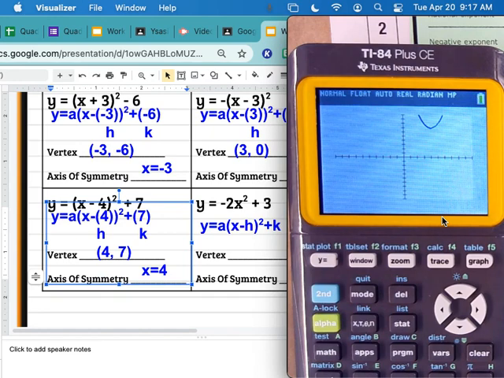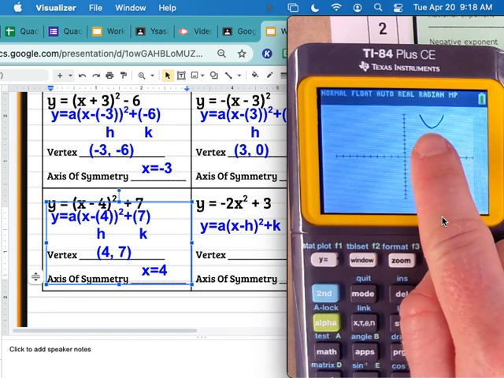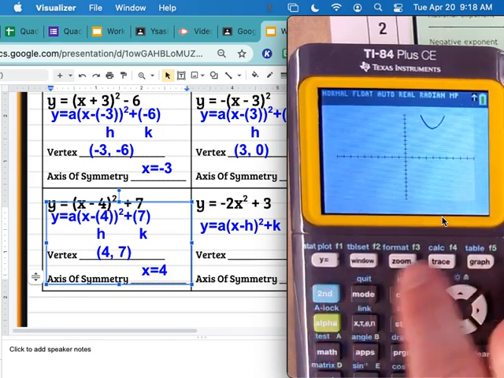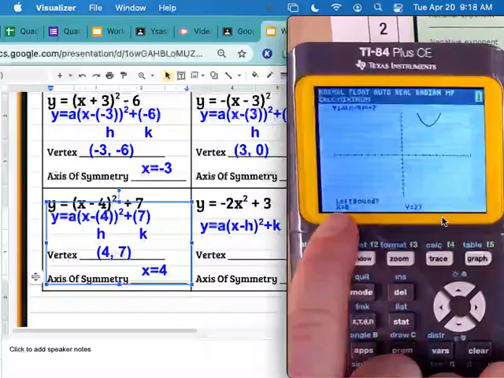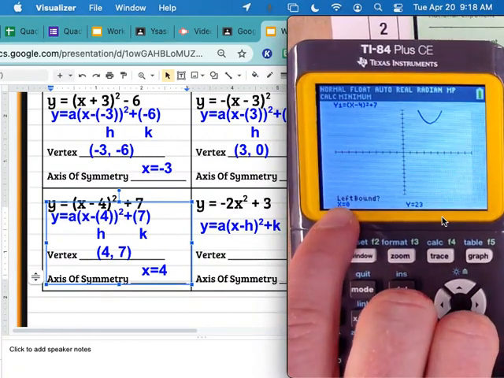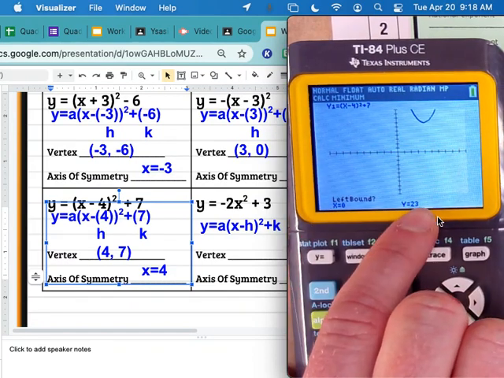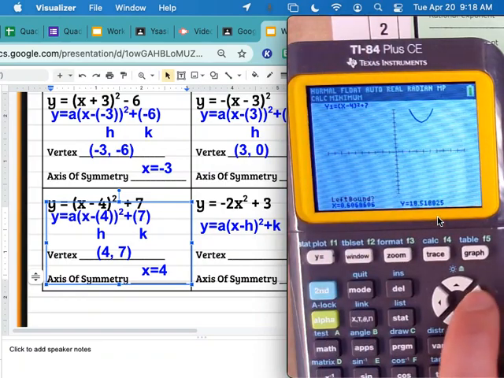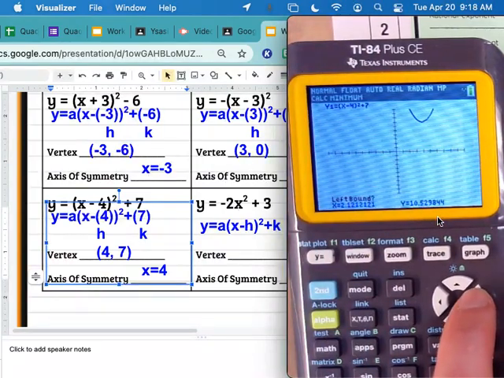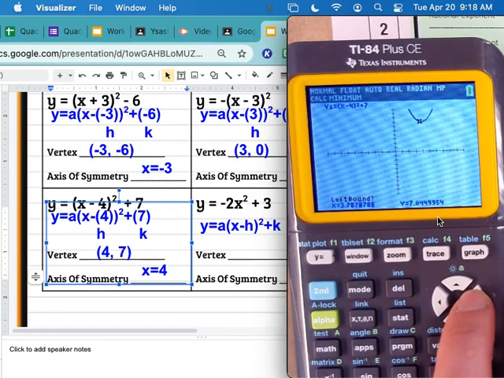Are we finding a minimum or a maximum? Minimum because it's a low point here. So we'll go to second calc, minimum. Look at where it has your point. So if you're not sure where your cursor is, see how it says 0, 23? So that's going to be way up here, you know? So you're going to have to arrow to the right until your cursor comes down. There it is. Here's our minimum value.